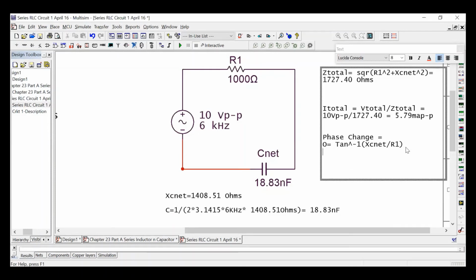I'm going to make sure that I'm correct on that. I'm good to go. Okay, for this one, what do we get for theta, and what do we get for the phase change on it? 54.6. 54.6 degrees.